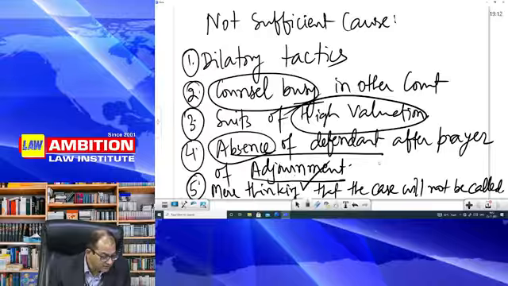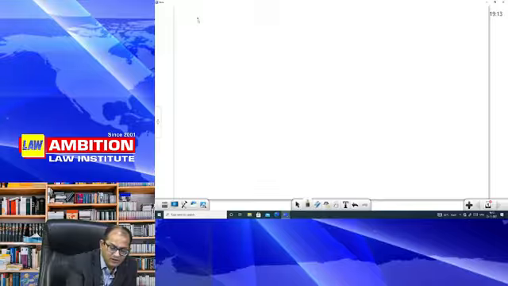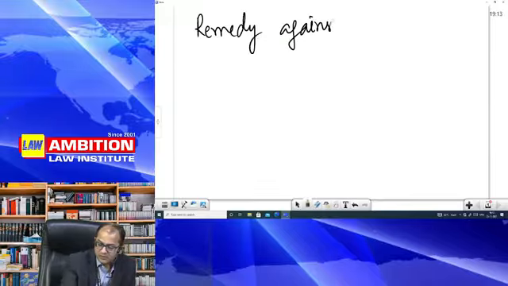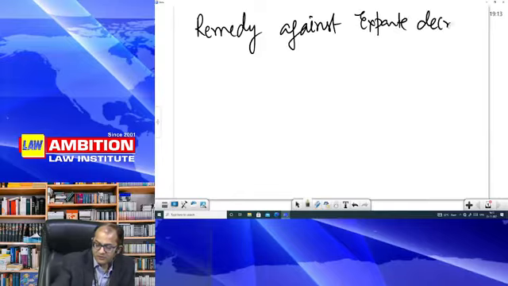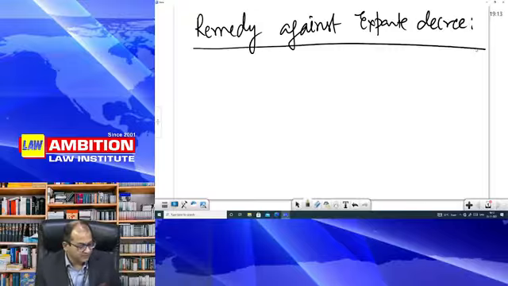Now, what is the remedy in such a situation? When there is an ex parte decree, what is the remedy available to you? What should be done? What will you do? Remedy against ex parte decree. Now you are aggrieved that the ex parte decree has been passed against you. So what can you do in law? What are the remedies available?